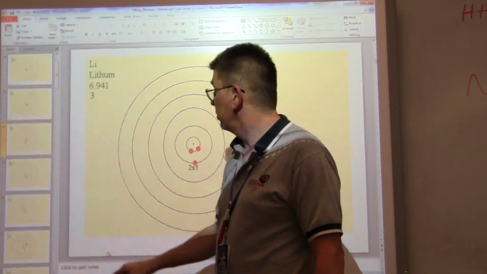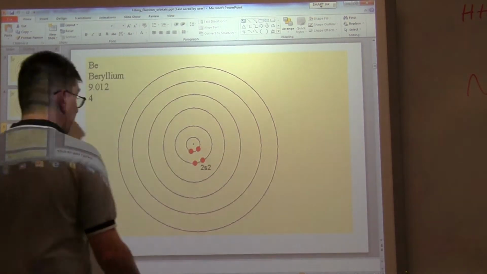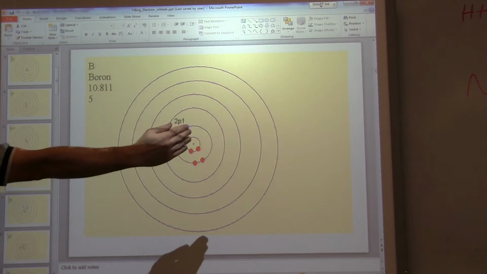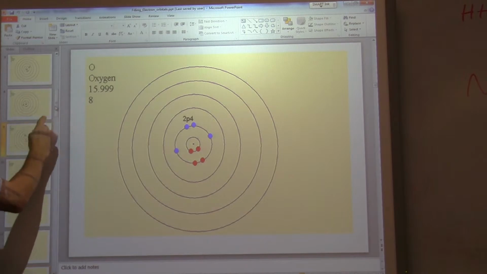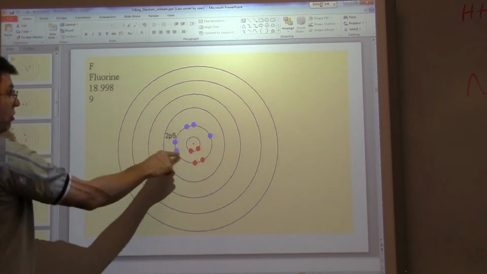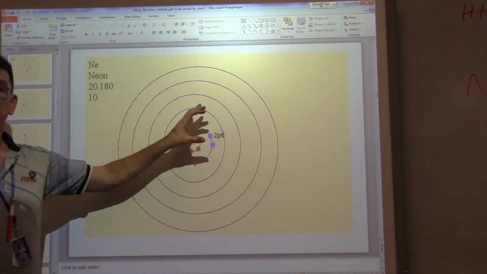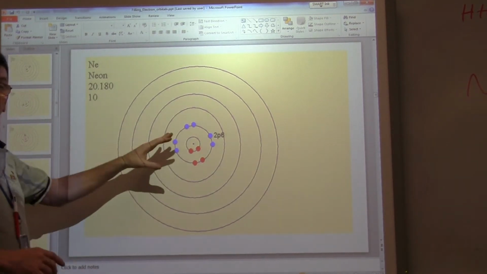So I'm going to go to my graphic here. We have beryllium as we go across the periodic table. Then we jump across that gap to boron, carbon, nitrogen, oxygen. Fluorine is 7 electrons: 2, 4, 6, 7. The next one is neon. That's 8. It's stable. That's where it wants to be. Can't hold any more anyway.